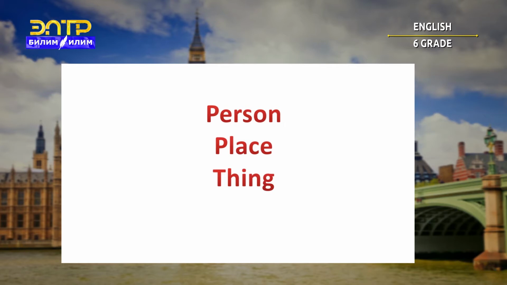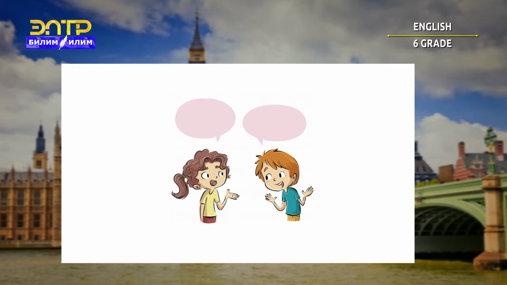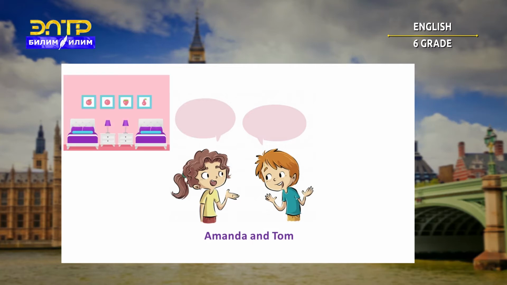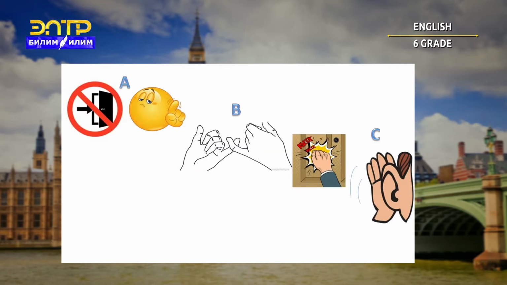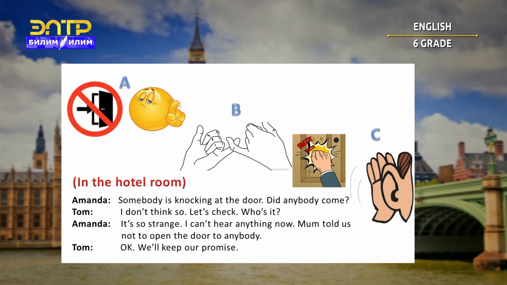Don't forget about these three topics, because we are going to talk about a new grammar and we will need these topics. Now, students, let me introduce you to Amanda and Tom. They're in the hotel room and their parents are out. They are not in the room with Amanda and Tom. There are A, B, C pictures and Amanda and Tom's conversation. Read the dialogue and put the pictures in order.